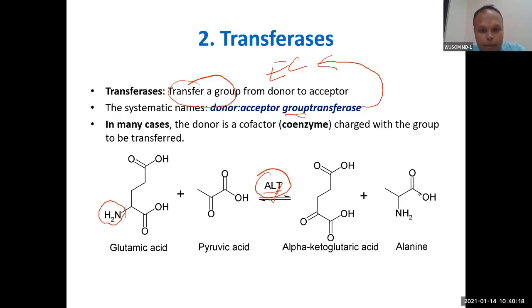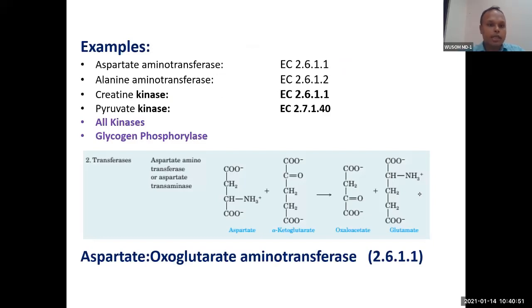You can see the amino group here. Here this group is devoid of amino. So this is pyruvate, there is no amino. Now in the same place, this amino group is being transferred here. So now pyruvate is converted into alanine. It carries the amino group. And this amino group has been transferred from glutamate to here, and now glutamate becomes alpha ketoglutarate. So this enzyme transfers the amino group. This is ALT. This is one example of a transferase. ALT is a transferase.